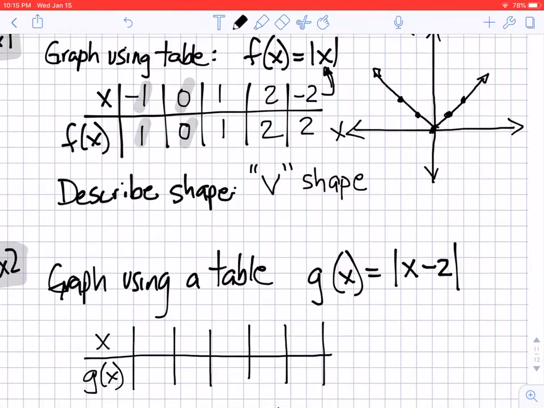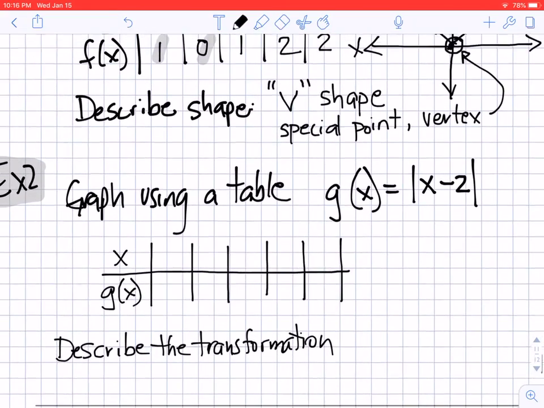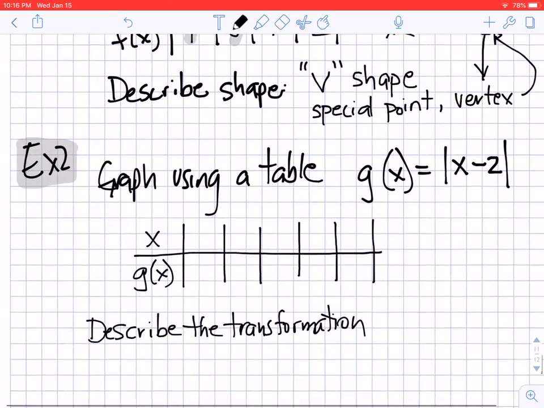And it's important that you find a special point in this V-shape. It is called the vertex. You can see that the vertex is right there. It's where the bounce occurs, okay? So put a special dot, a circle, on that spot. All right. Now we'll come down to one more example.